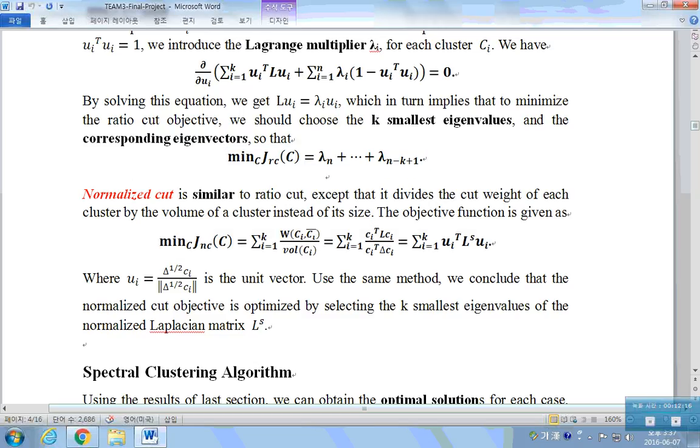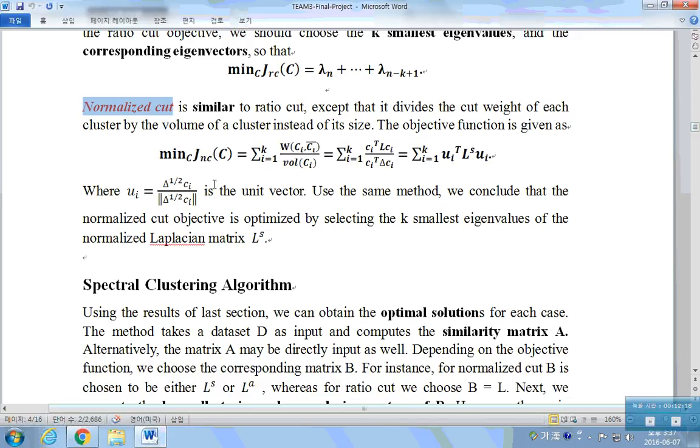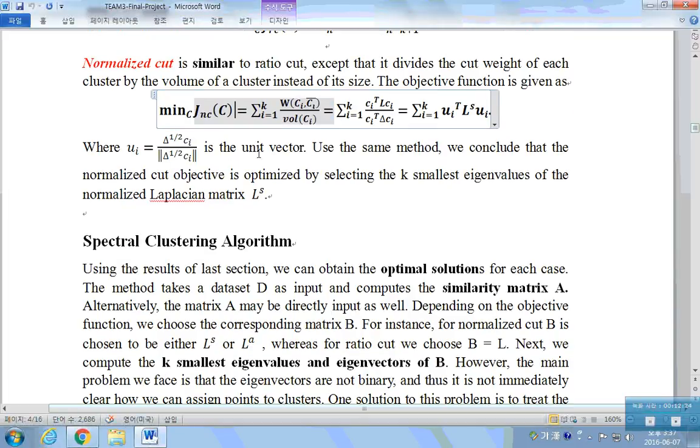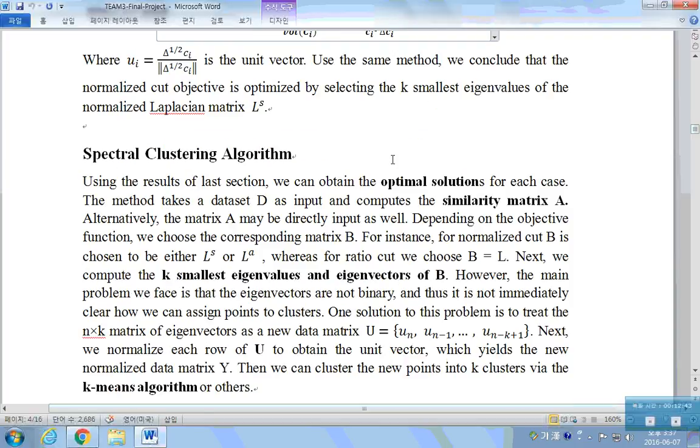And similarly, for the normalized cut we also want to minimize this value. Similarly, the minimum of this value equals the sum of the k smallest eigenvalues of the normalized Laplacian matrix. And so the corresponding eigenvectors are what we have to take care of.